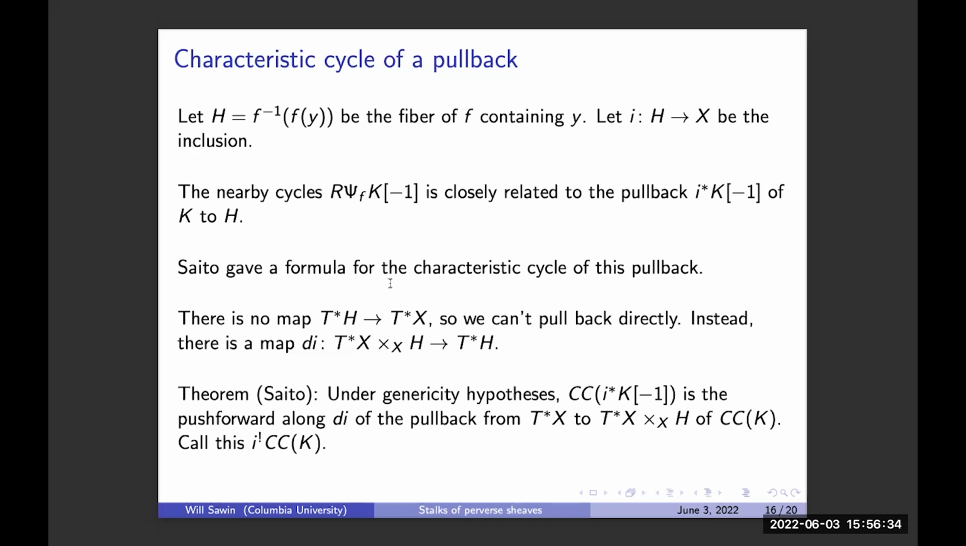And the formula for the characteristic cycle of this pullback is you take the push forward along dI of the pullback from T star X to its fiber product over X with H of the characteristic cycle. And this is called I shriek of the characteristic cycle. And this is true as long as this map I is sufficiently generic. So you have to check it satisfies some genericity hypotheses.